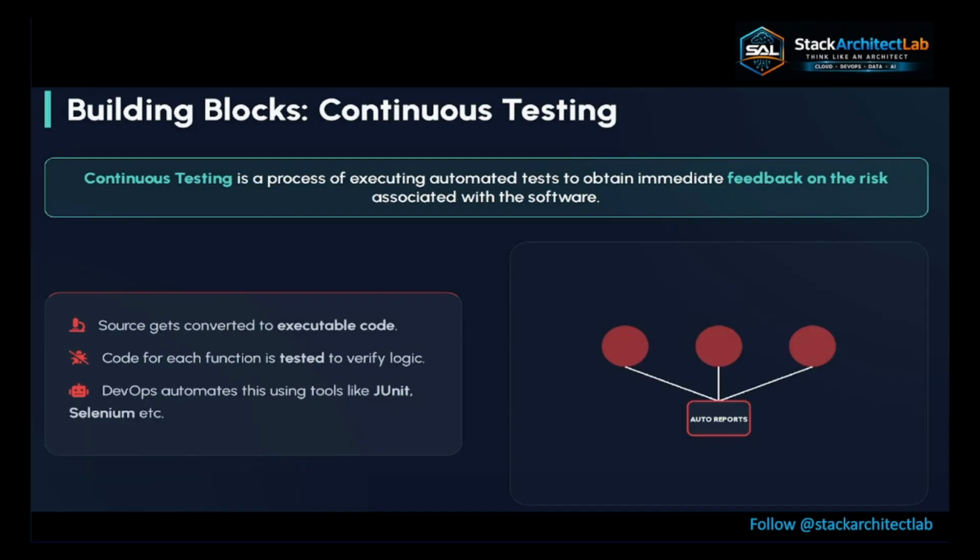The next thing is continuous testing, which is the process of executing automated tests to obtain immediate feedback on the risk associated with the software, as you know. Here you can do all your integration testing, functional testing, and unit testing, everything. JUnit, Selenium, and Playwright are there, and multiple tools fall in this category.